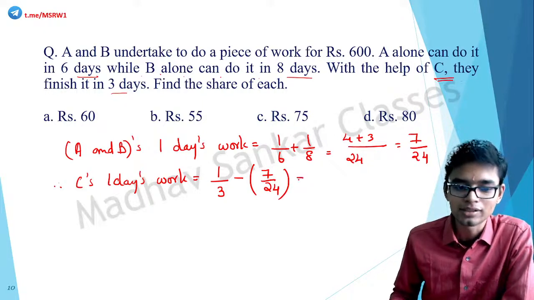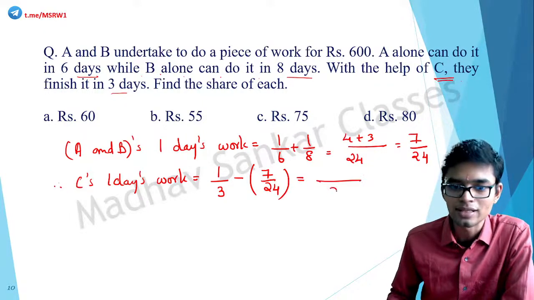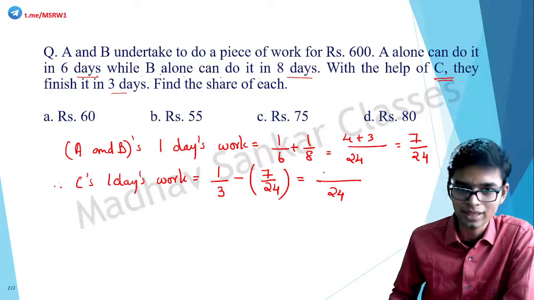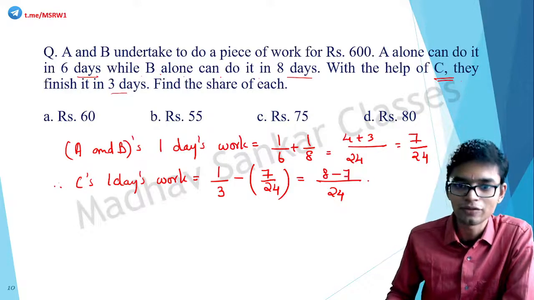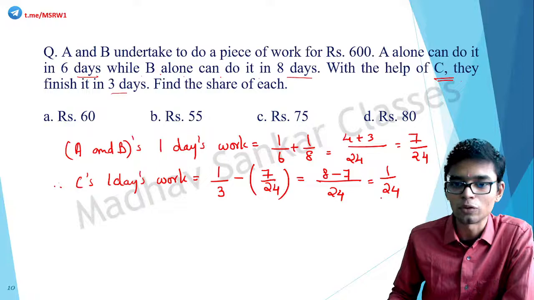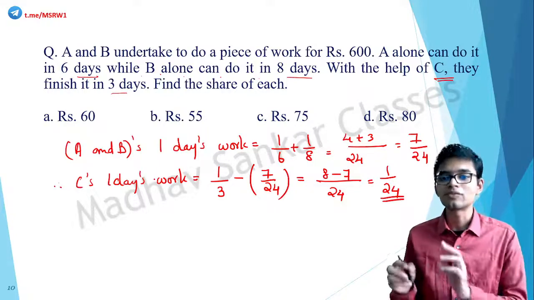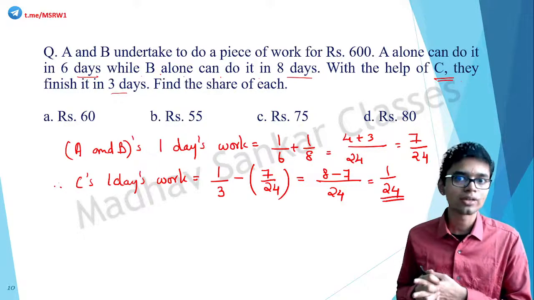Okay, so this is equal to, again, LCM is 24. 24 divided by 3 is 8. So 8 minus 7 by 24 is 1 by 24. So C's 1 day's work is 1 by 24. Did you understand how I got that?